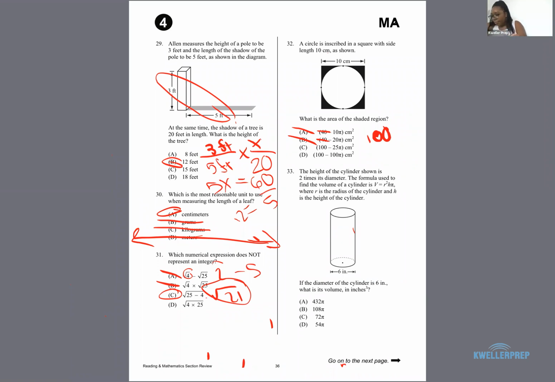it is pi r squared. That's the formula, r being the radius. So because the circle is inscribed in the square, and the diameter of the circle is the same as the length or the base and the height of the square, that means you can use this 10 as a diameter, and from that 10 you can get the radius. Diameter is just 2 times the radius, so the diameter divided by 2 is 5.